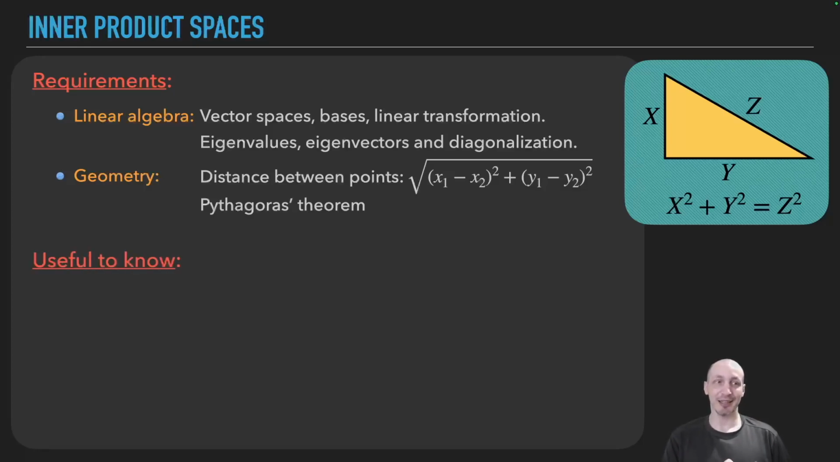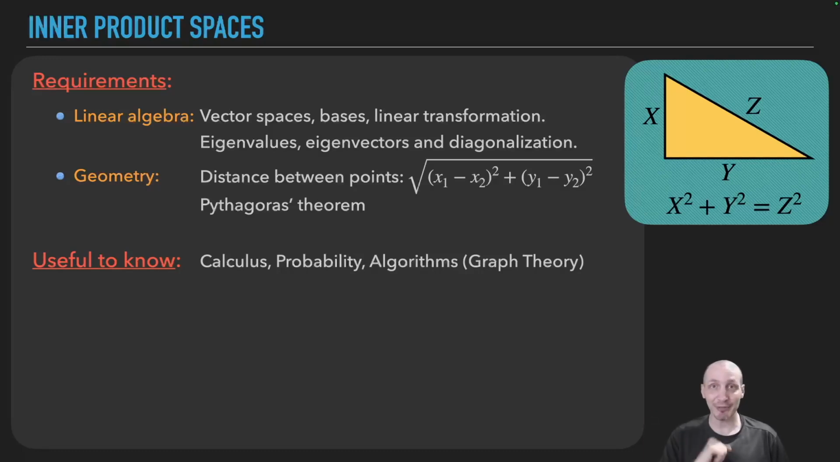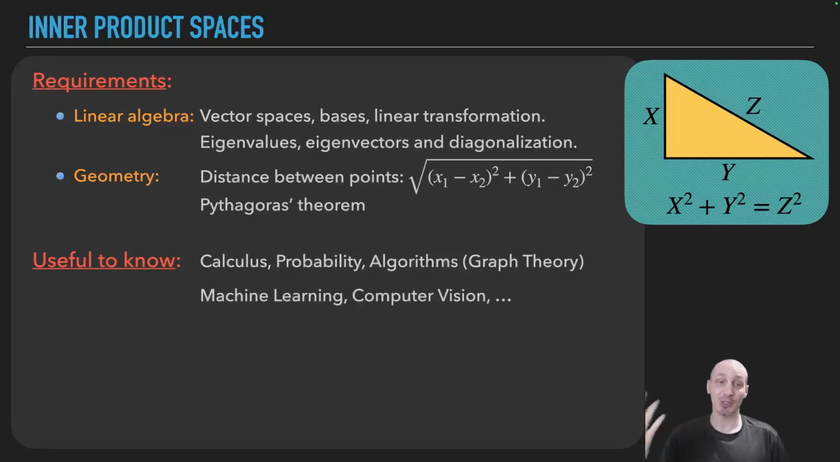Other than that, there are some things which are useful to know. As I said before, I'm going to go a lot into applications, both inside and outside of mathematics. If you're already familiar with this subject, then it can help you. So for example, it will be from calculus and probability and algorithms, in particular graph theory, and outside mathematics, things like machine learning and computer vision and all sorts of numerical algorithms. And again, if you're familiar with them, then great. If you're not, you can treat them as a motivation for this course. You don't have to know them, but they're useful. Okay, so this is what we need to know in order to study this course.